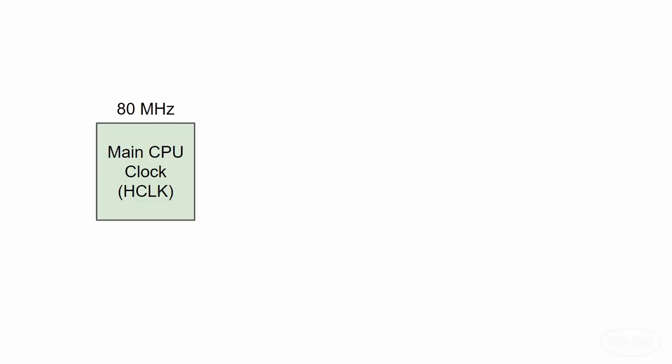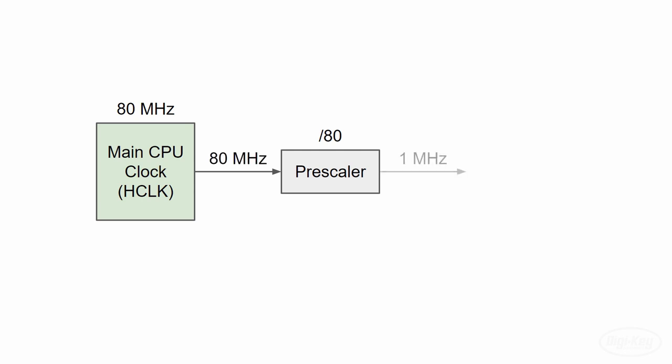Timers start with your main CPU clock, which you'll see referred to as HCLK in the datasheet. This signal is connected to one or more prescalers, which simply act to divide the clock. We'll assume one prescaler for our simple example here. Let's say we run our Nucleo board with a main clock speed of 80 MHz. If we set the prescaler to divide this clock by 80, then we get a 1 MHz clock signal coming out of the prescaler. This then feeds into our timer.